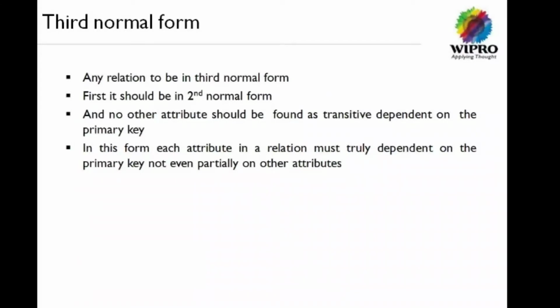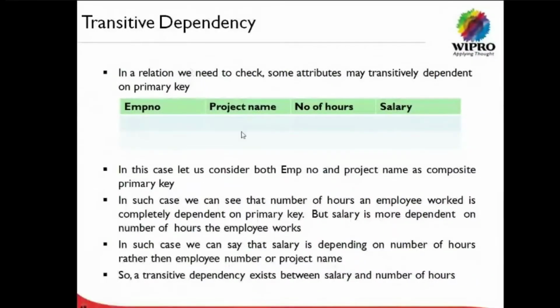This is the example we discussed in the previous class for transitive dependency. This table is suffering from transitive dependency. So we decomposed it. How did we decompose? Employee number, project name and number of hours is one table. Then employee number and salary is another table. Every normalization is implemented with the help of the decomposition principle.